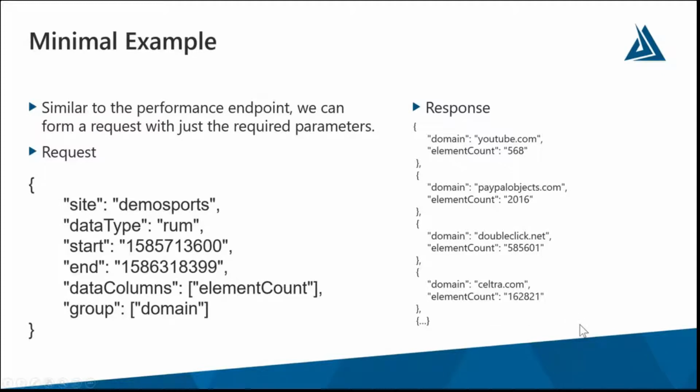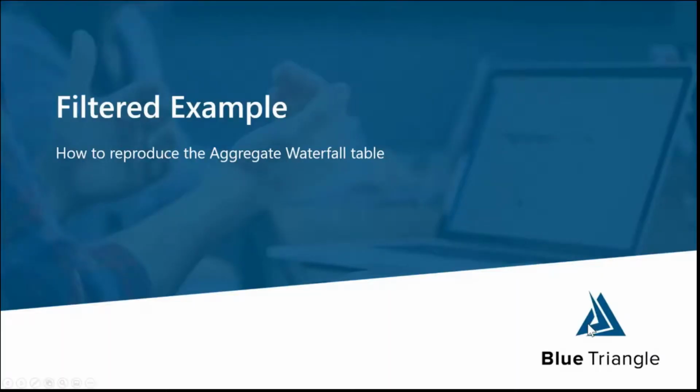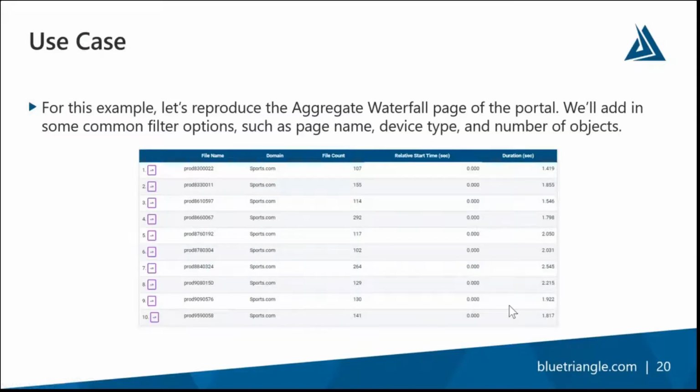So now we can move into an example using some additional filter options. And in this example, we're going to talk about how to reproduce the aggregate waterfall table. So this is actually a fairly common question we get in support. It's basically the user wants to pull data from our API into their own custom dashboard or their own custom report. And the question is, how do we reproduce a graph or a table that's in Blue Triangle?